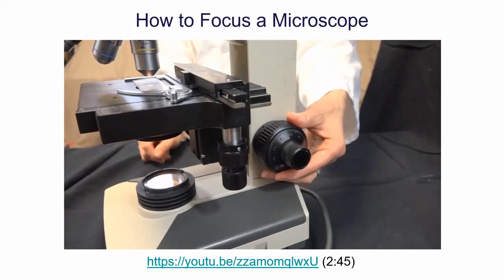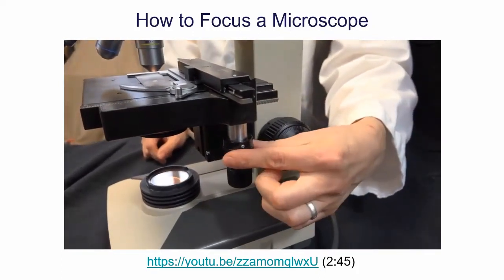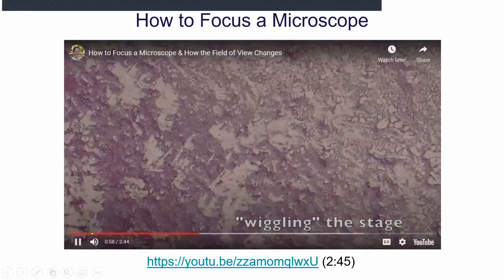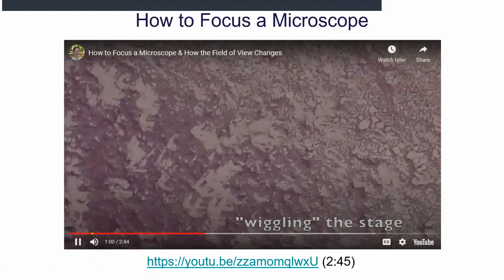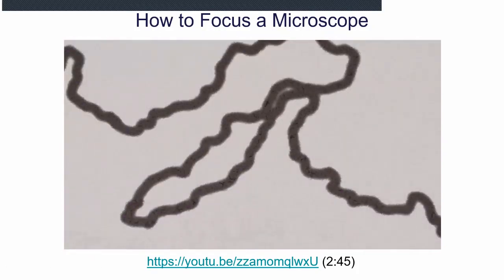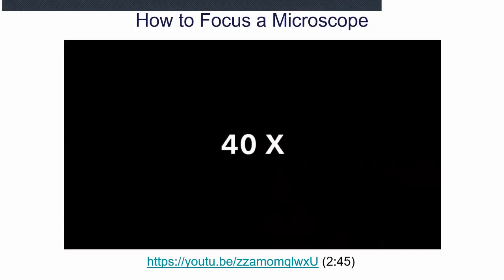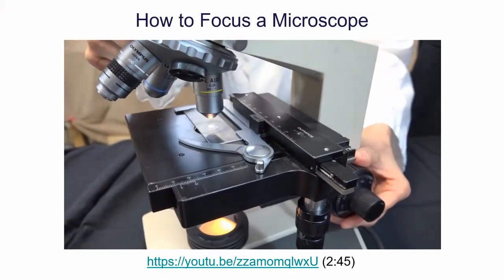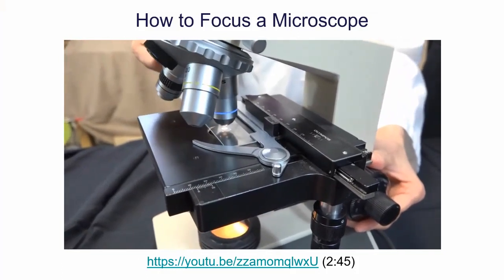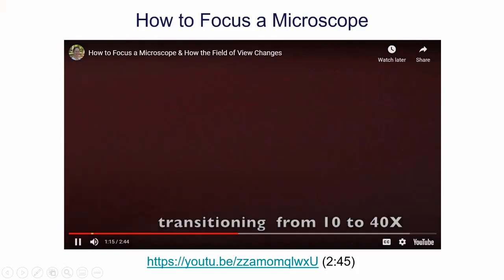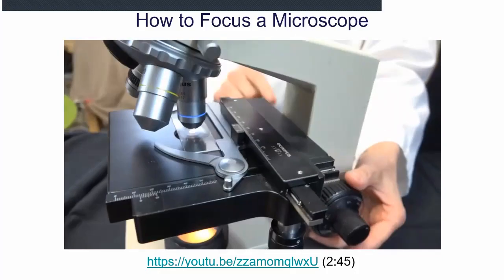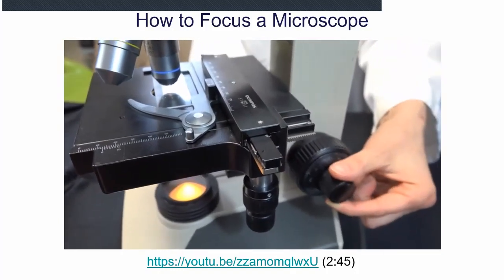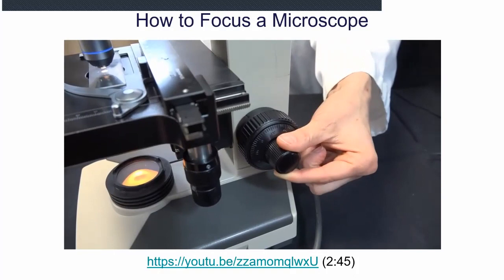When you think you've found it, wiggle the stage a little bit to make sure what you're focusing on actually moves with the slide. If you wiggle the stage and nothing moves, you're focused on the wrong plane. Once you've focused at 10x, you're going to rotate the next power into place, the 40x. This time, use only the fine focus to adjust the stage and focus on your specimen.